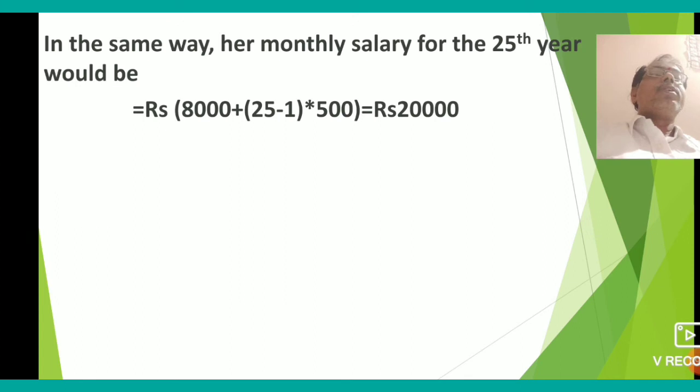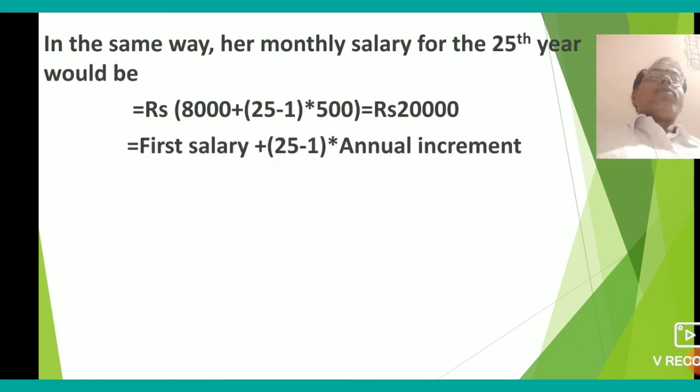I basically get 20,000. How 20,000? 25 minus 1 is 24. 24 into 500 you get 12,000. 12,000 plus 8,000 is 20,000. So you get the answer easily. Okay, next. Now the general rule for the 25th year is: first salary plus 25 minus 1 into annual increment. If you follow this process, you may not forget the arithmetic progression formulas and how they can be obtained. So listen carefully.